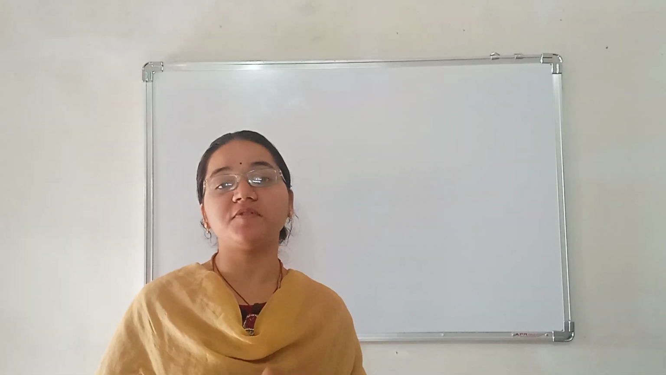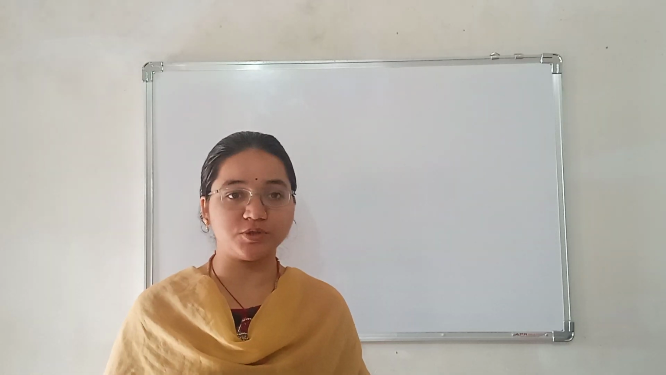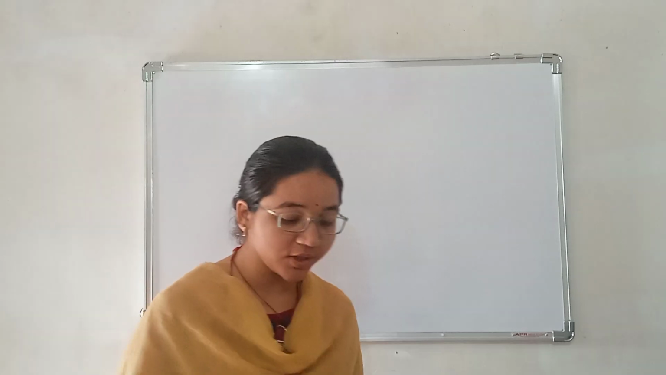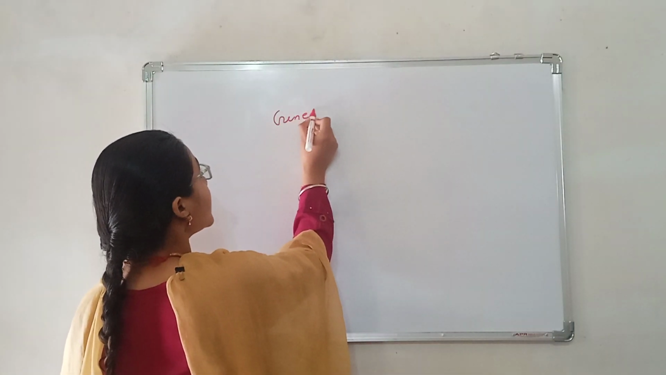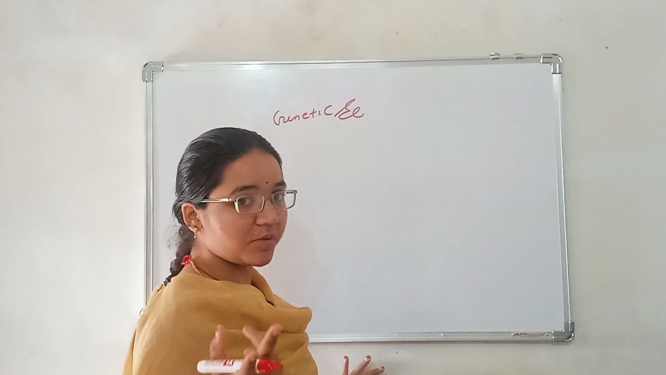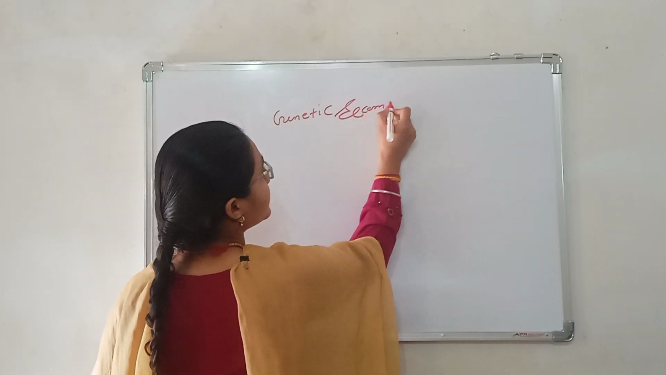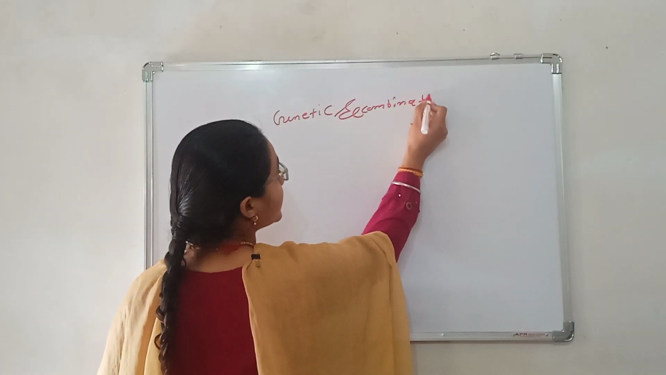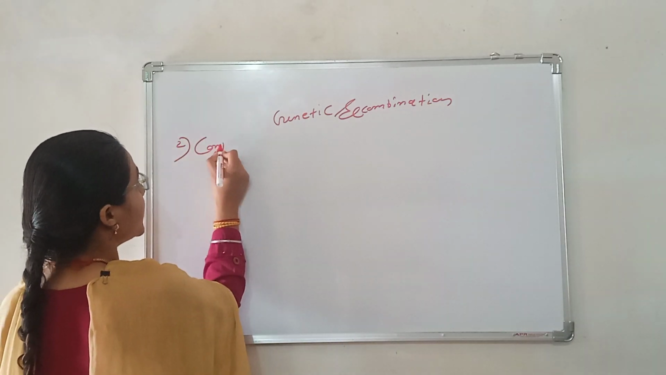So today I am discussing with you the second stage of genetic recombination. It's the conjugation process. What is the conjugation process? Okay, so look at that. In the last video I discussed what transformation is, and this video is about conjugation, the second stage. What is conjugation?